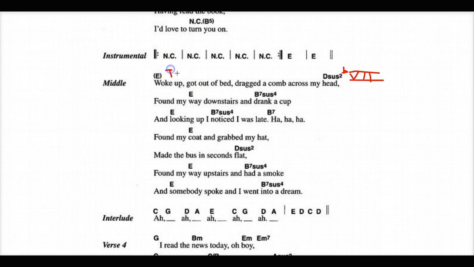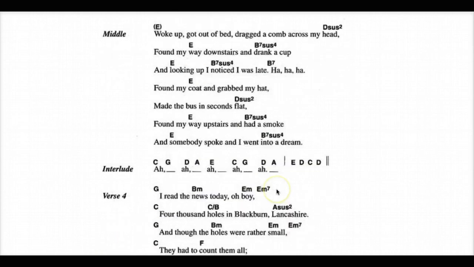So we got 1, 7, 1, and then this is the 5 chord in the key of E, 7 suspended. That's not unusual at all. Then we got 1, 5, 1, flat 7, 1, 5, 1, 5 again. And then comes this really unusual change here.